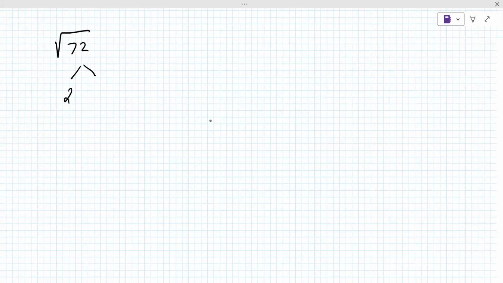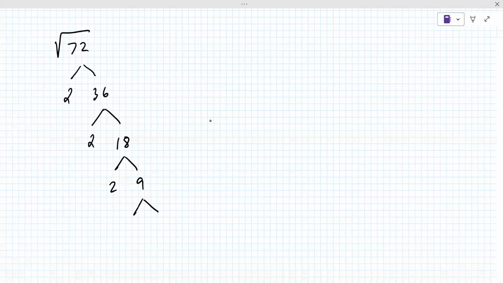What's the other number here? What is 72 divided by 2? 36. And then does 2 work again? Okay. 2 and 18. Does 2 work again? Yeah, 9. Okay, but 2 no longer works. 3 and 3. So notice this time there's a pair of 2s and a pair of 3s.